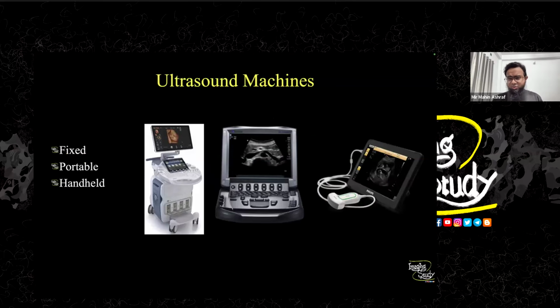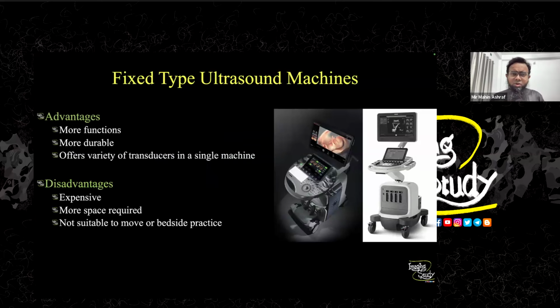Okay, so let's come to the ultrasound machines. We have three different types of machines: fixed ones, portable ones, and the handheld ones, which you love quite. I know I also love handheld machines, but I can't afford it. So now come to the fixed type of machines. We commonly see these machines in our diagnostics and hospitals. So these are large machines and they have more functions.